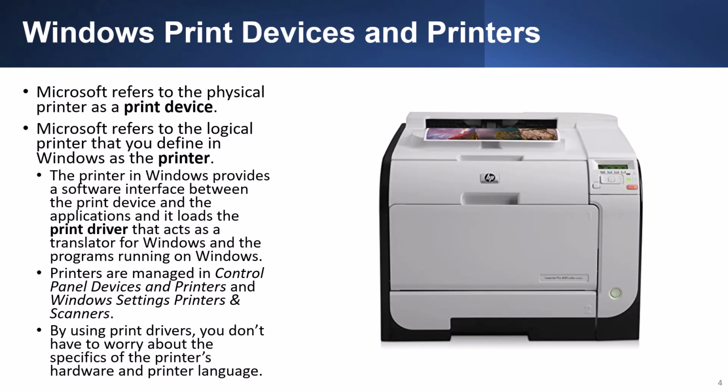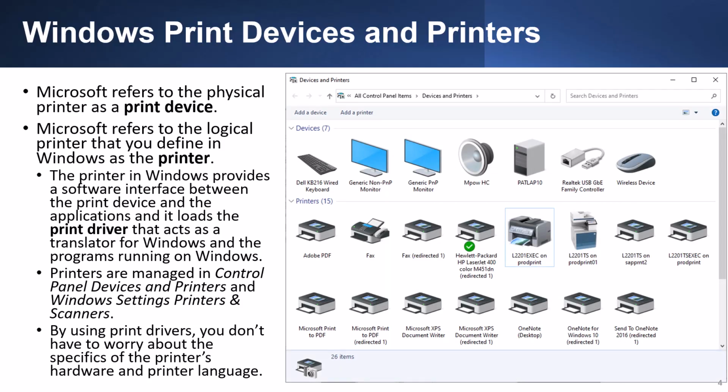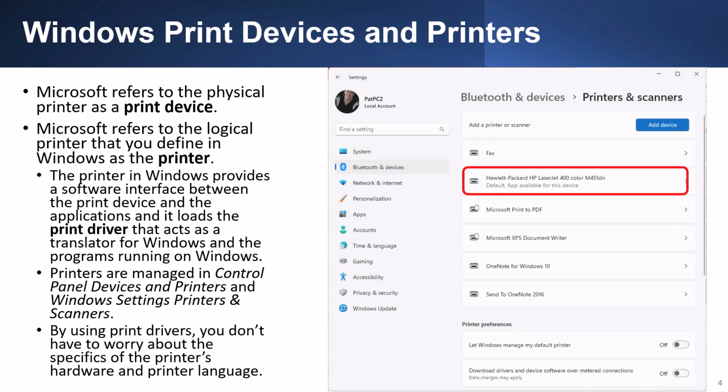Microsoft refers to the physical printer as a print device. Microsoft refers to the logical printer that you define in Windows as the printer. The printer in Windows provides a software interface between the print device and the application, and it loads the print driver that acts as a translator for Windows and the programs running on Windows. Printers are managed in Control Panel, Devices and Printers, and in Windows Settings, Printers and Scanners. By using print drivers, you don't have to worry about the specifics of the printer's hardware and printer language.